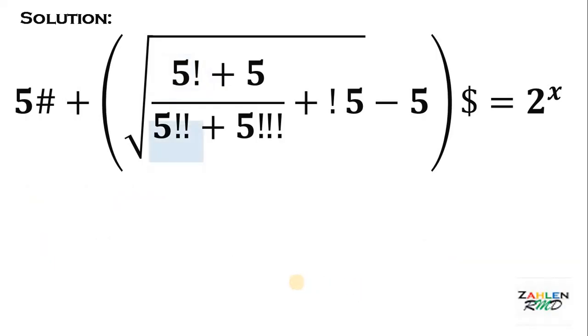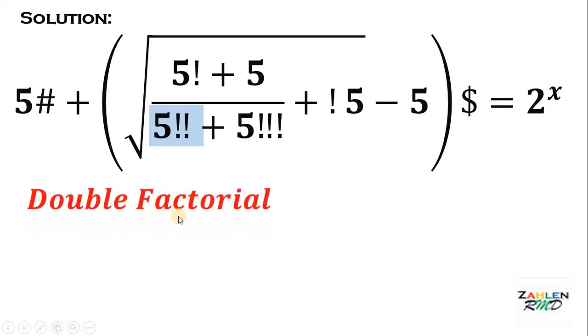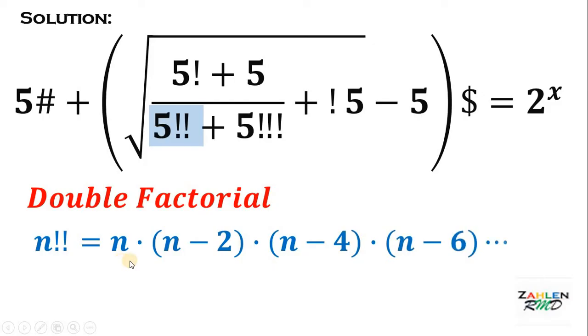The next is this symbol, which is what we call the double factorial. Double factorial is almost the same thing as a simple factorial. The difference is n double factorial is simply n times n minus 2 times n minus 4 times n minus 6 and so on and so forth. So we have two cases in double factorial. If n is an even number, you end up with 2. And if n is an odd number, you end up with 1.